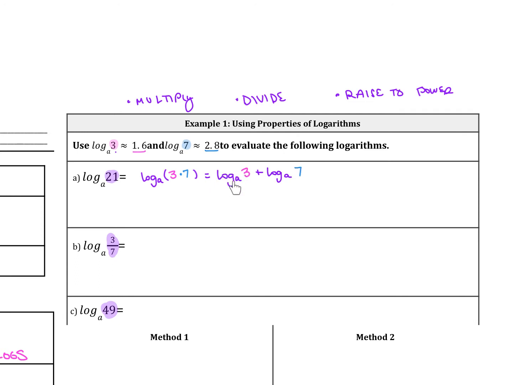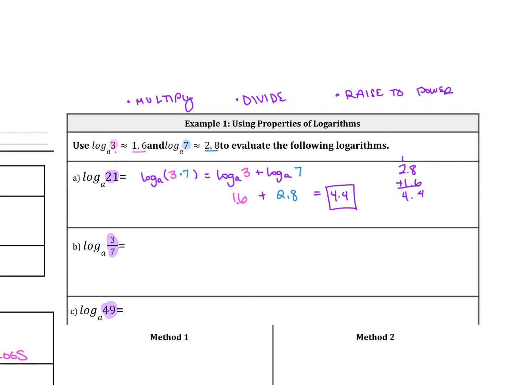Now that we have log base a of 3 plus log base a of 7, they gave us a value. Log base a of 3 is approximately 1.6. So we're going to substitute the log base a of 3 with the 1.6. And then log base a of 7, given to us above, is 2.8. So now we're looking at 1.6 plus 2.8. I can add it here on the side. So it's 4, bring up the 1, so it's 4.4.